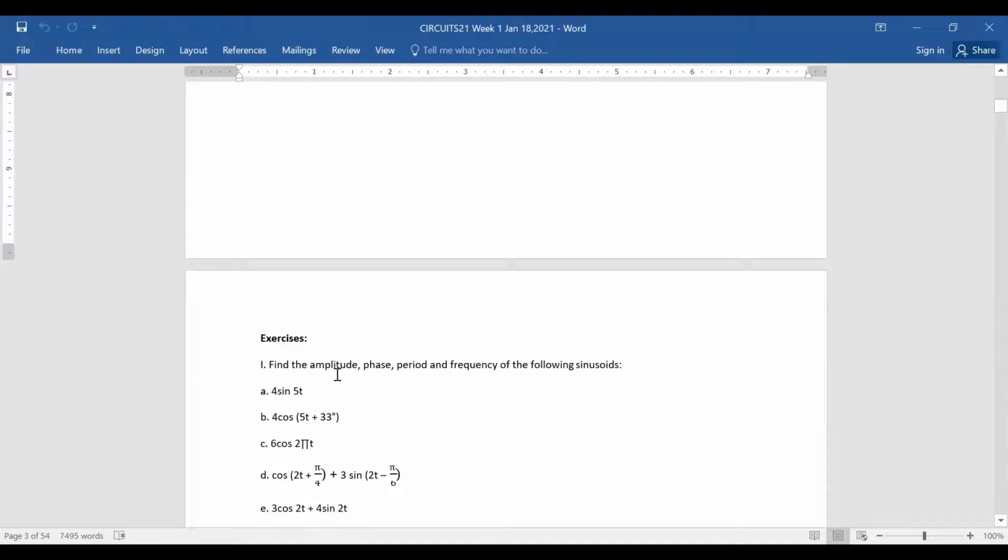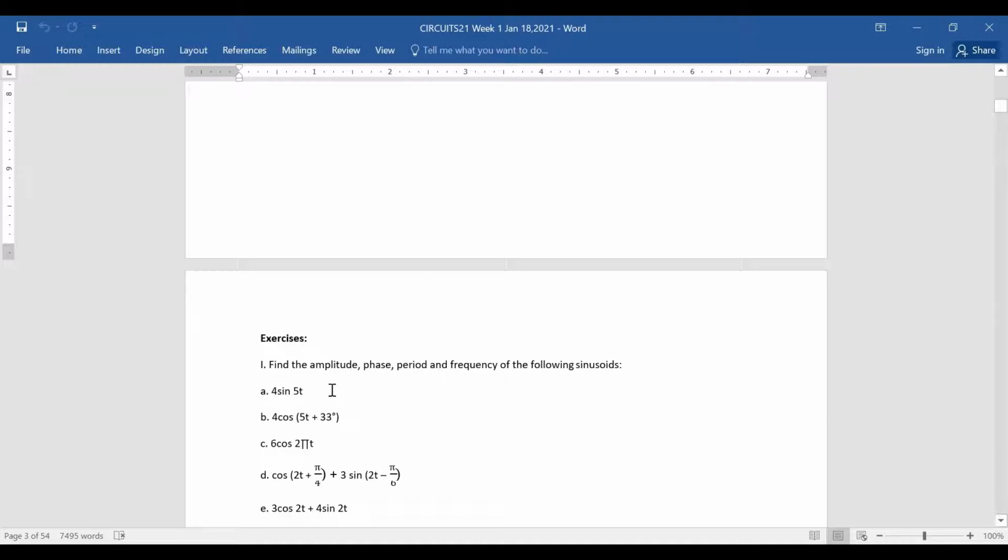In our first exercise, we are asked to find the amplitude. Amplitude is V sub M or I sub M: V sub M for the voltage, I sub M for the current, the maximum value of the voltage and the maximum value of the current, respectively. Then the phase angle, phi or theta. The period, capital T, and the frequency, the reciprocal of the period.